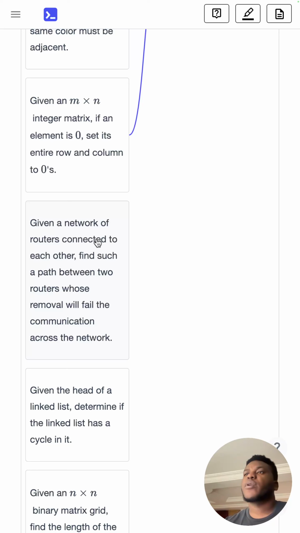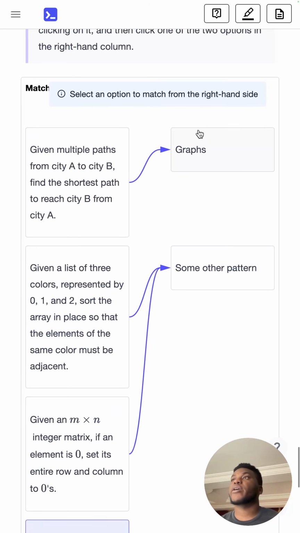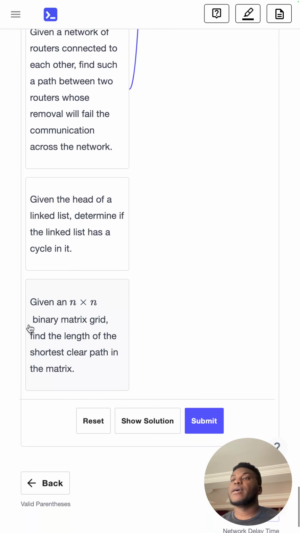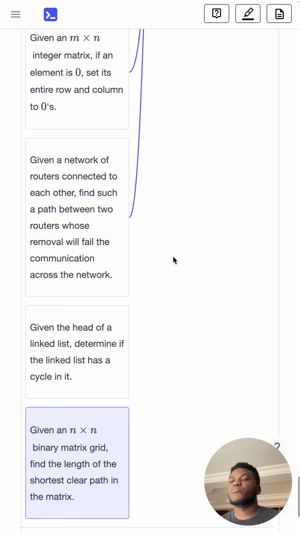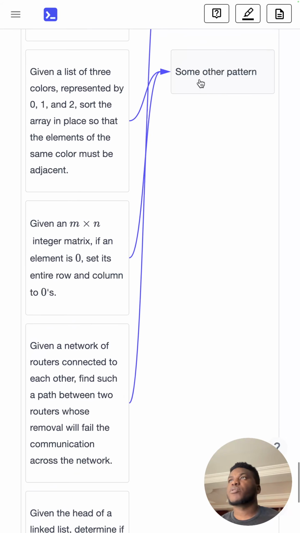Now we have a network of routers connected to each other. Find a path between two routers whose removal will fail the communication across the network. It's probably a graph problem. And an n by n binary matrix grid, find the length of the shortest clear path in the matrix. I'm going to call it some other pattern.